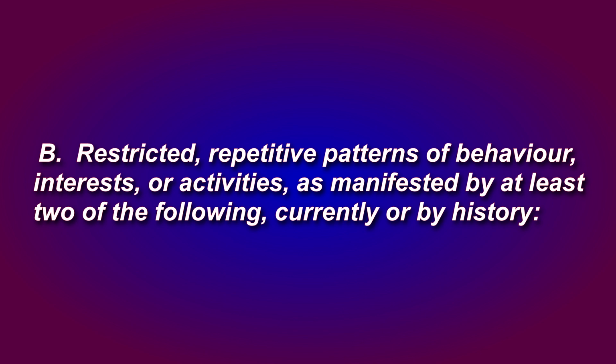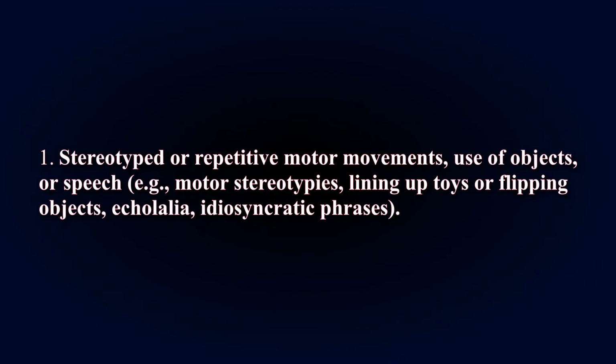Criteria B. Restricted repetitive patterns of behaviour, interests or activities as manifested by at least two of the following currently or by history. So to clarify, 2 out of 4 of the following sub-criteria need to be met in Part B. 1. Stereotyped or repetitive motor movements, use of objects or speech, e.g. motor stereotypies, lining up of toys or flipping objects, echolalia or idiosyncratic phrases.